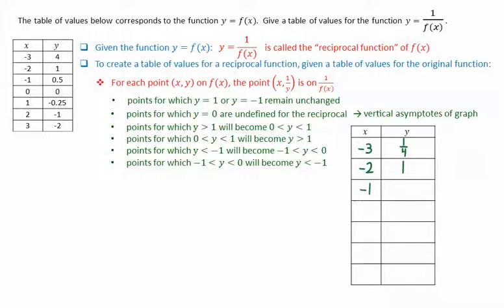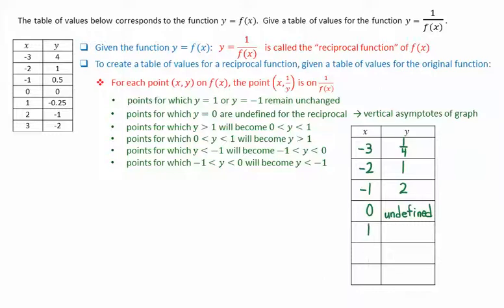For x equals negative 1, the reciprocal of 0.5 is 2. For x equals 0, we cannot take the reciprocal of 0. This would be undefined. Therefore, this point would be undefined and would correspond to a vertical asymptote on the graph.